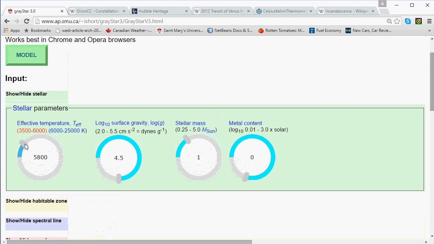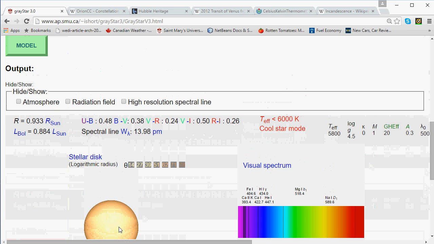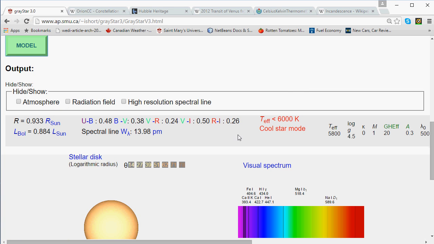Okay, so let's grab this dial, and this time let's turn it up. Now as you go to hotter stars, small temperature changes aren't as significant. So let's go ahead and just crank this up a couple of thousand Kelvin from 5,800 to about 7,800 or so. So that's close enough. I've just turned the effective temperature up by 2,000 Kelvin from that of the Sun to about 7,800 Kelvin. So I'll come down here and keep your eyes on the prize, and I'll hit the model button.